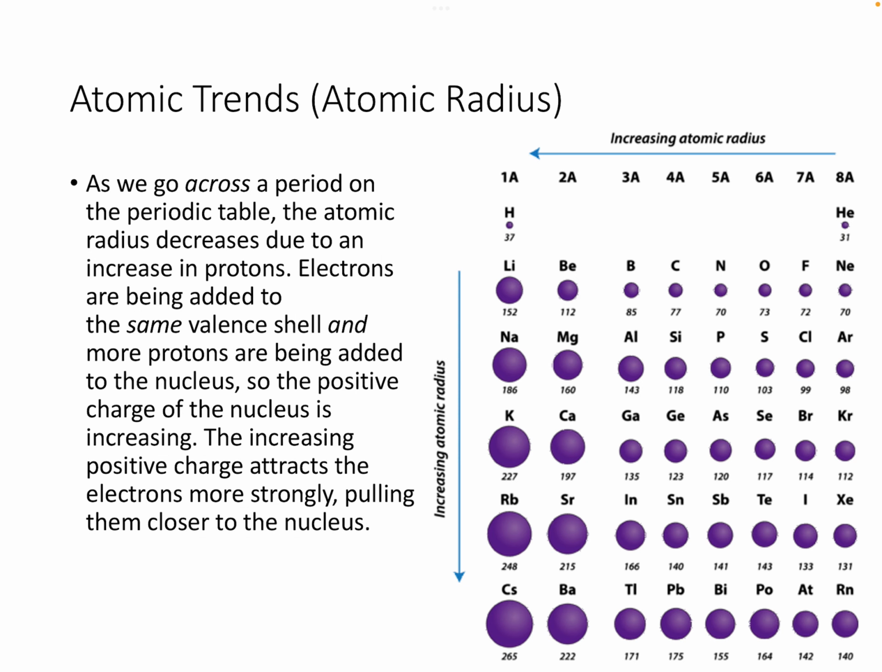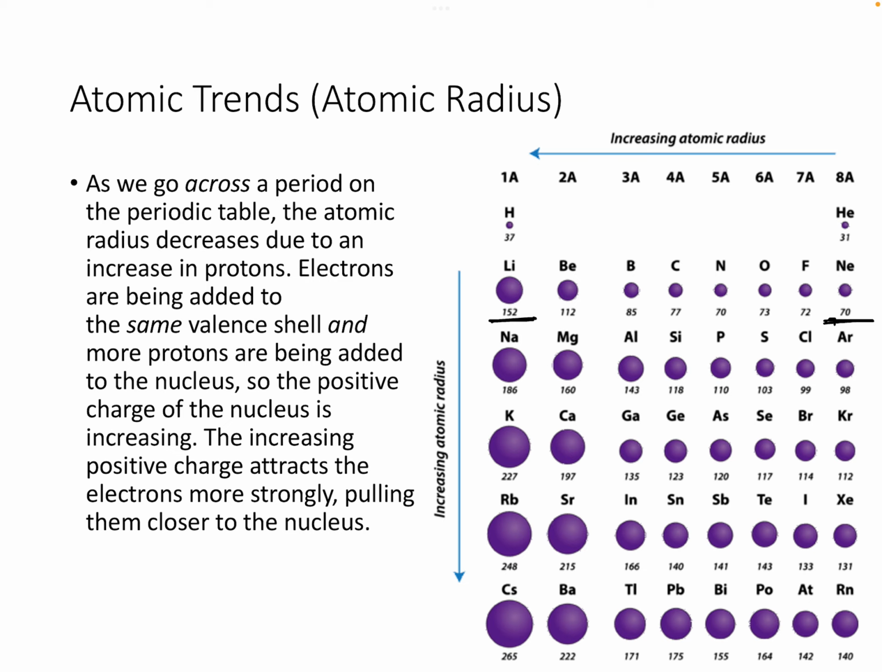Now, what if we go across the periodic table? So we go across a row or period. We're actually going to see the atomic radius decrease. So for example, let's look at lithium versus neon. The numbers underneath are the atomic radius. So lithium has an atomic radius of 152, and I believe the unit is in something called angstroms. Neon has a radius of 70, so it's much, much smaller.